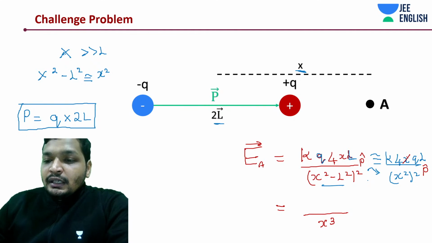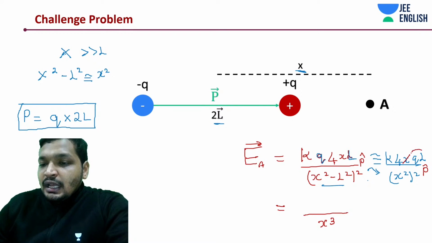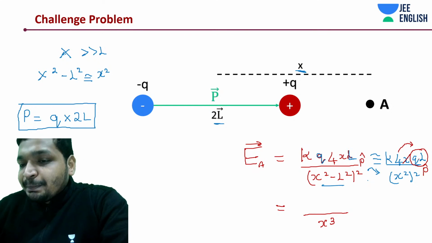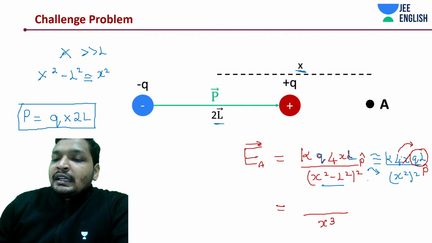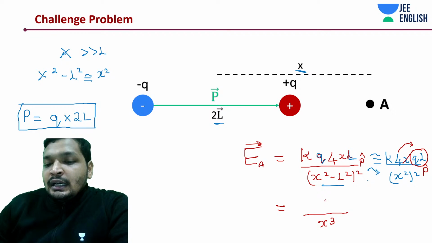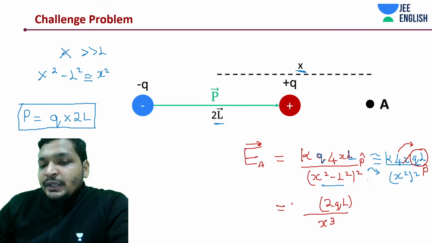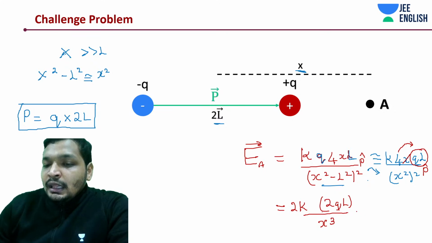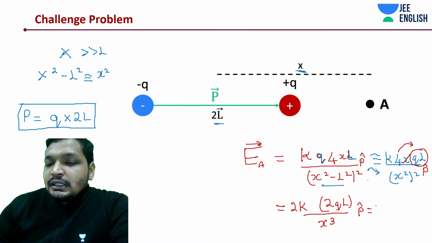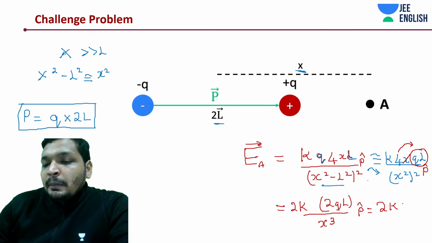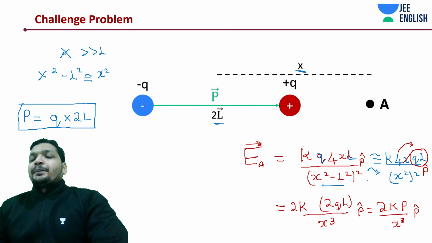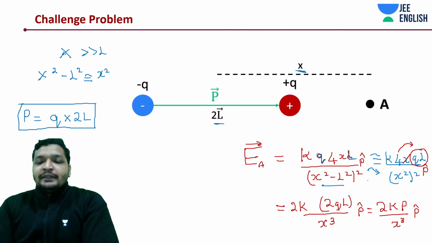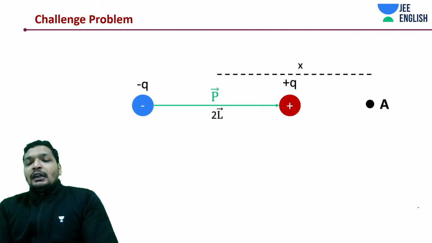Now on the numerator, if I push this q and l together and multiply that with a 2 from the 4, 1 2 would be remaining. This can be called as p, isn't it? If I take a 2 into this and say that this is nothing but p, right? So this would be 2k into 2ql. What is it? P cap. What is this? 2k into p divided by x cube into p cap. Everything is fine? Absolutely. Alright.